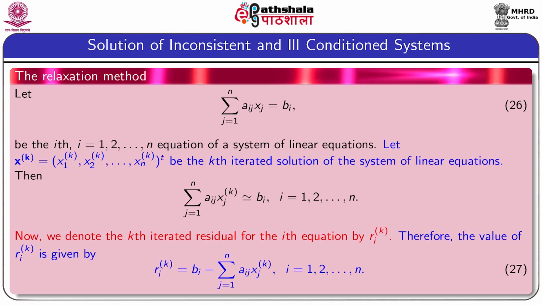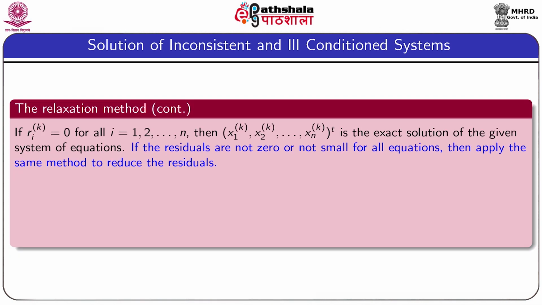Now we denote the kth iterated residual for the ith equation by Rik. The value of Rik is defined by Rik equal to bi minus summation over j equal to 1 to n of aij xjk, where i equal to 1 to n. That means this is the difference between the right hand side and left hand side of an equation. If Rik equal to 0 for all i, that means if the residuals are 0 for all equations, then x1k, x2k up to xnk transpose is the exact solution of the given system of equations.